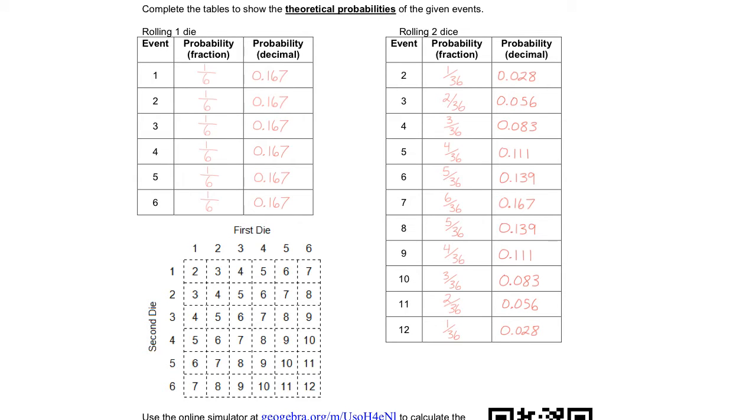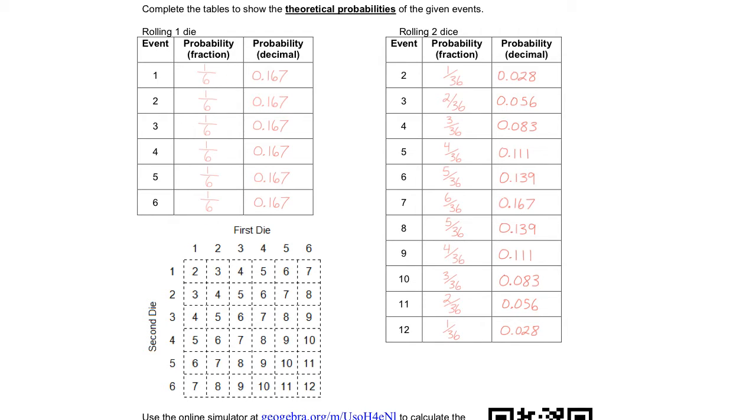So hopefully you were able to come up with this. If you're rolling a single die, well, how many possible ways can you roll a 1? Well, there's only one way. How many ways can you roll a 2? Only one way. How many ways can you roll a 3? Only one way. They're all the same probability. Each outcome, each event is equally likely. That's how we would read that.